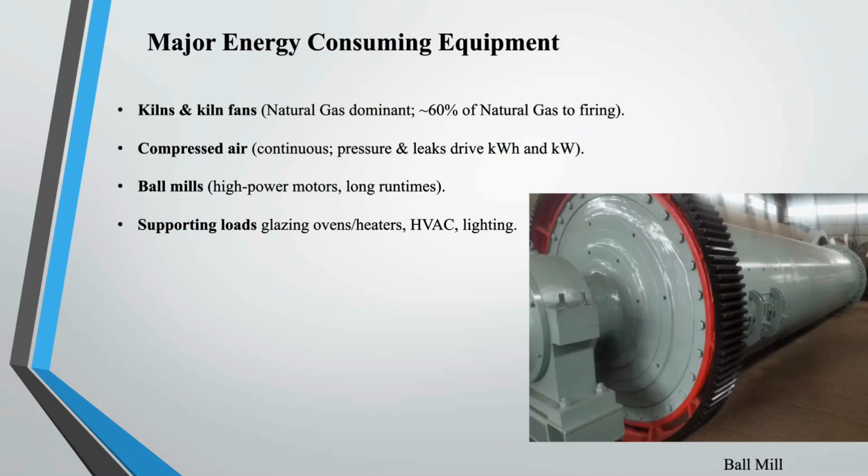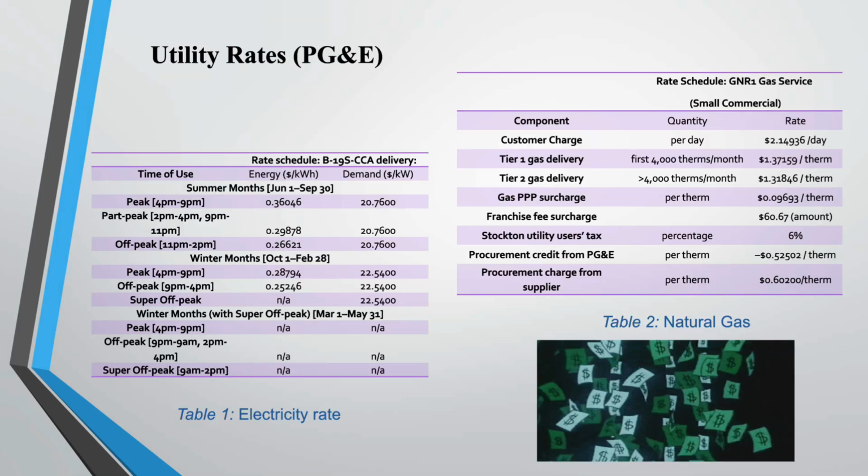We discovered that there are 4 systems which consume the most energy at the facility. First, the kilns and their fans, which consume the majority of the natural gas. Second, the compressed air system, which runs continuously and is sensitive to pressure settings and leak conditions. Third, the ball mill, which uses large motors with long run time. And finally, the supporting loads, which include the glazing oven, HVAC, and lighting. All of the measures we selected map directly to these major loads. Next slide we will talk about electricity and natural gas rates.